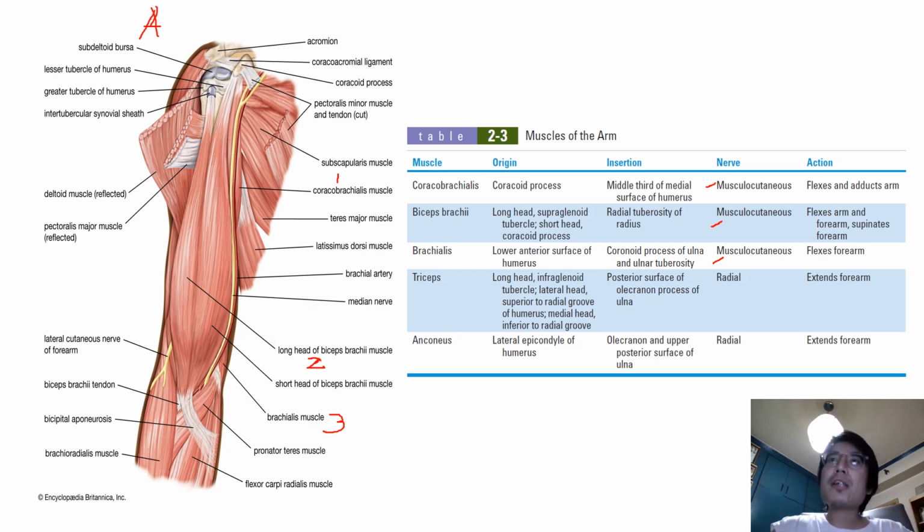Therefore, some pearls for the arm muscles: the musculocutaneous nerve innervates the coracobrachialis, the biceps brachii, and the brachialis, or CBB. The function of the brachialis is to flex the forearm.